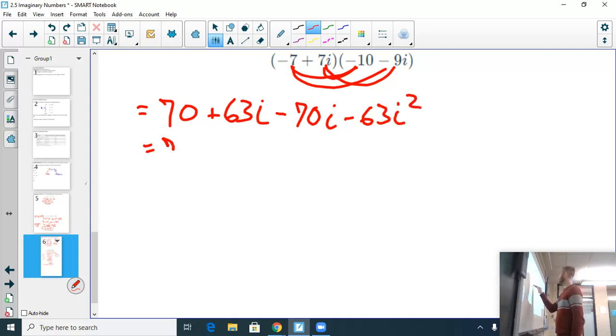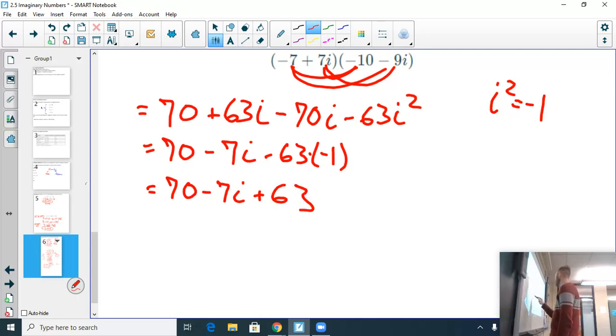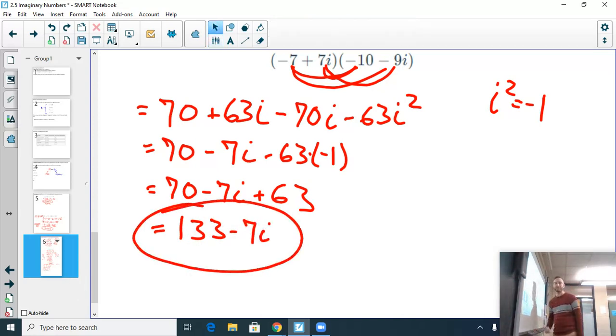Let's be careful here. We have 63i minus 70i is going to be minus 7i. And then i squared, remember, is negative 1. So we really have minus 63 times negative 1, which is 70 minus 7i minus a negative 63 when we multiply those two together is plus 63. So what we really have is 133 minus 7i. And that'll be our answer for that one.